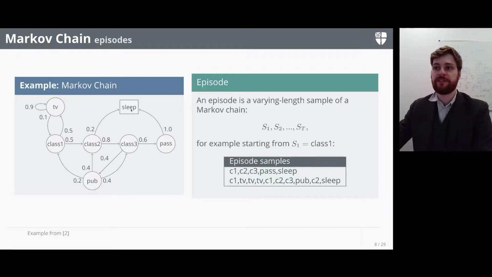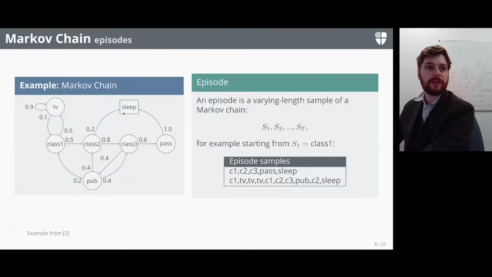But similarly, we could have a much longer episode, where we sample this Markov chain and start in class 1, then start watching Netflix on TV, keep watching another episode and then another episode, then go back to class 1, then class 2, then class 3, then go to the pub again, then back to class 2, and then maybe you sleep. So these episodes can actually be very, very long, but because of the Markov property, you're always going to terminate eventually. You will always reach this terminating condition.